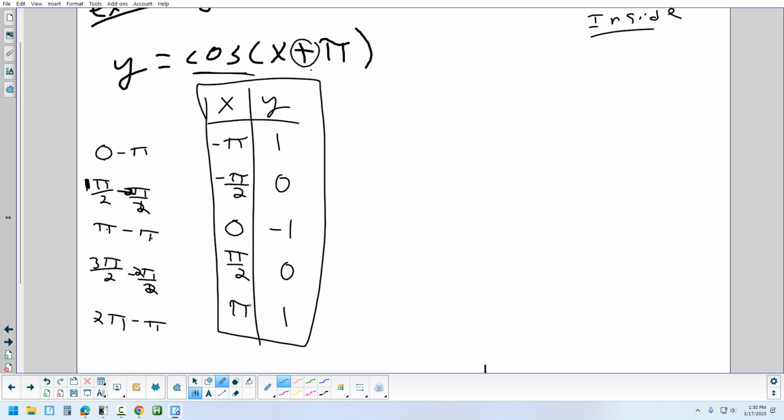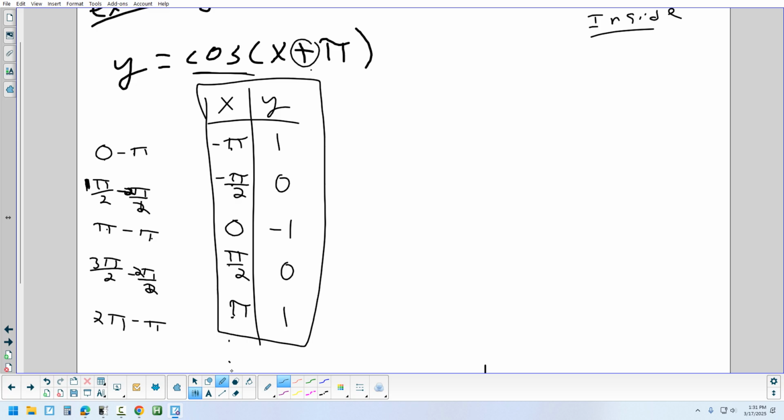So the pattern, if you wrote everything with a denominator of 2, this is negative 2 pi over 2, negative 1 pi over 2, technically 0 pi over 2, 1 pi over 2, 2 pi over 2, 3 pi over 2, 4 pi over 2, 5 pi over 2, 6 pi over 2. That's your pattern.